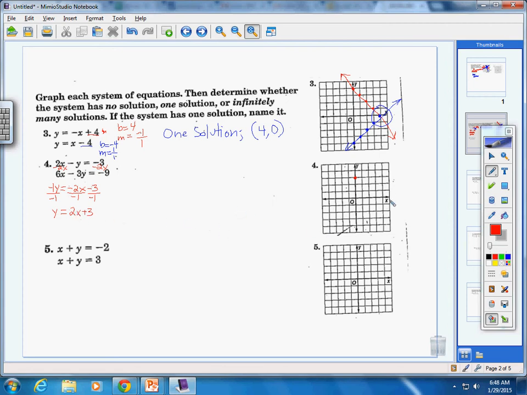That means it's a positive 2, so up 2, and I'm going to run 1 to the right because it's positive 1. Or, same thing, I could go down a negative 2 and left a negative 1, because negative 2 divided by negative 1 is also positive 2.